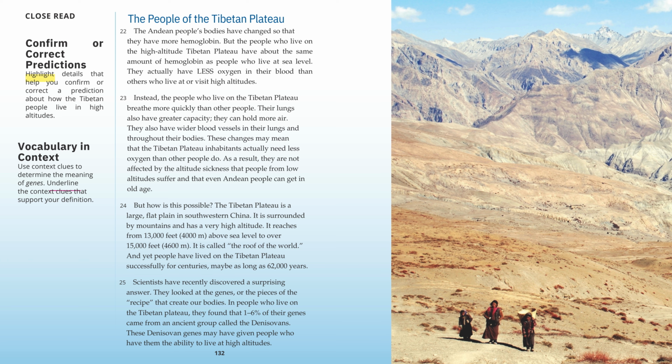Close read. Confirm or correct predictions. Highlight details that help you confirm or correct a prediction about how the Tibetan people live in high altitudes. Vocabulary in context. Use context clues to determine the meaning of genes. Underline the context clues that support your definition.